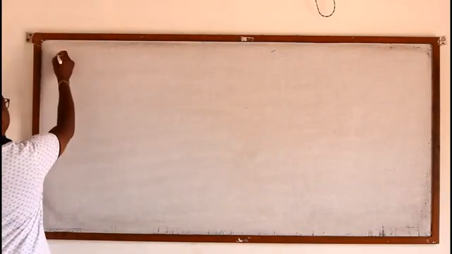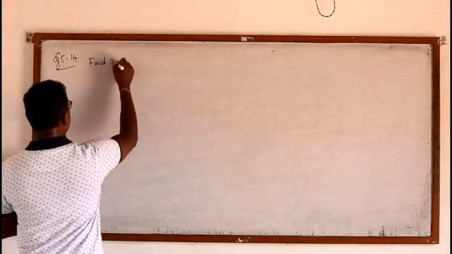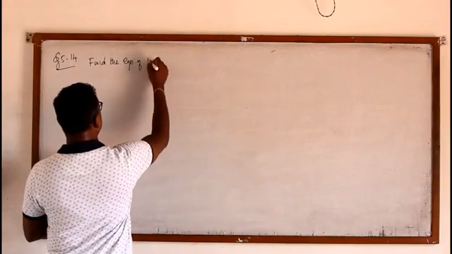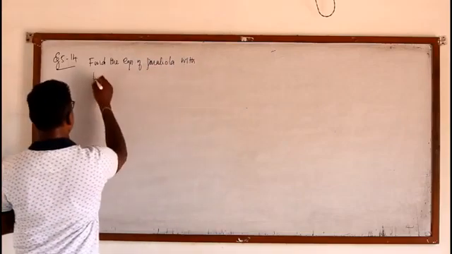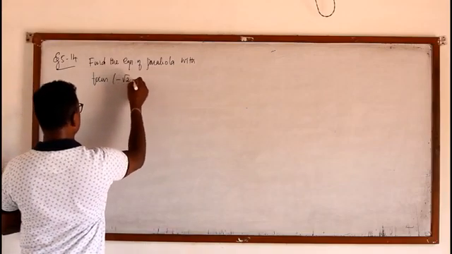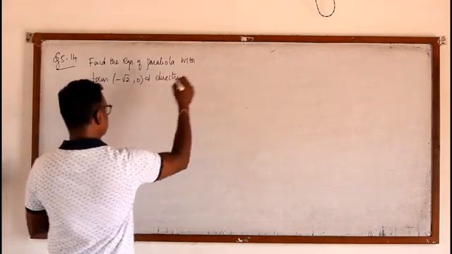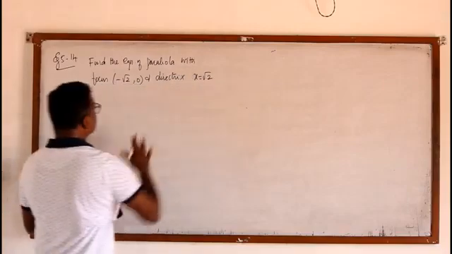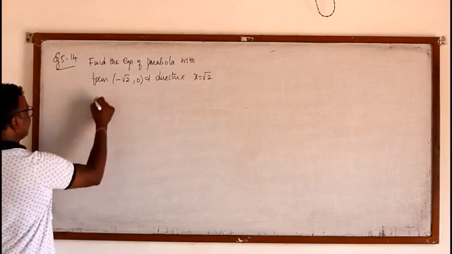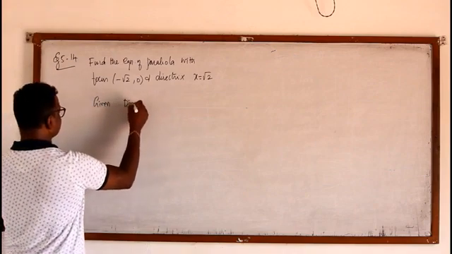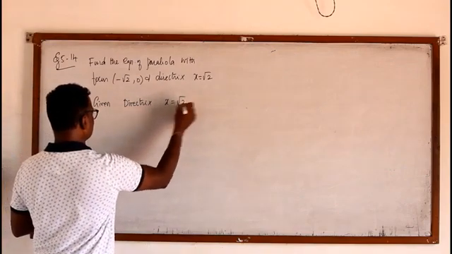So, example 5.14. Find the equation of the parabola with the focus minus root 2 comma 0 and the directrix x equal to root 2. With this given data, we are going to find the equation of the parabola. Now listen here: the given directrix equation is x equal to root 2.